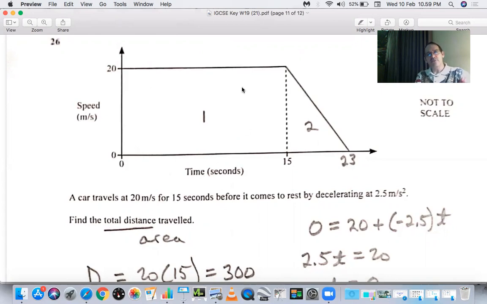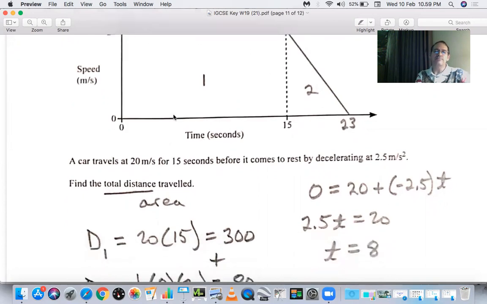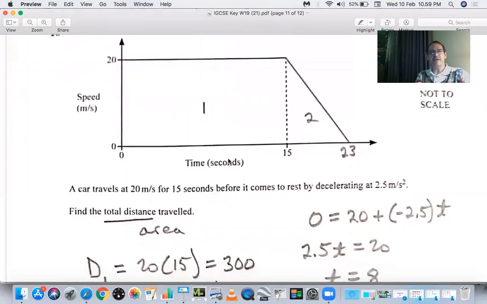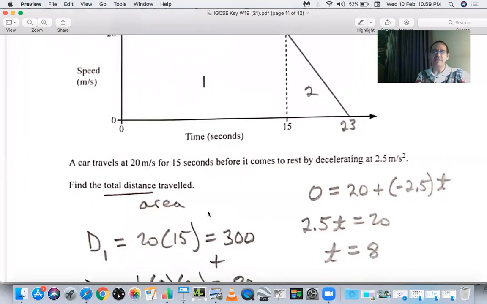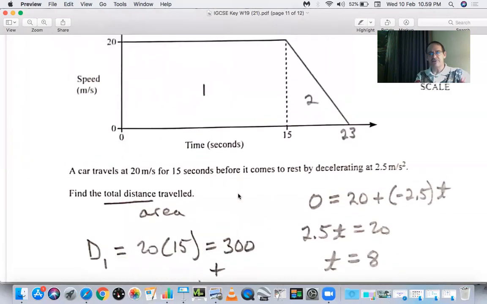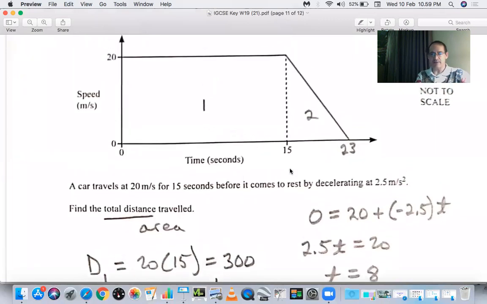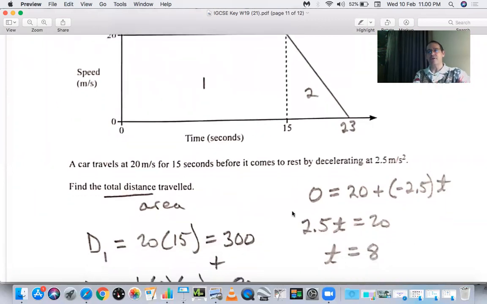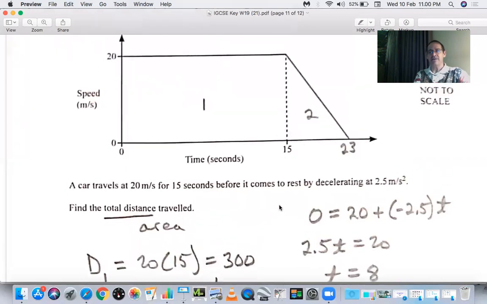So I broke it up into a rectangle and a triangle. For the rectangle part, that is the distance or the area underneath section 1 here. It's just a rectangle. So length times width, 20 times 15 is 300 meters. Then we need to find the area of the triangle, but we don't know the endpoint. So we need to calculate this endpoint first. How far did it travel as it's decelerating, or how many seconds did it take to decelerate?